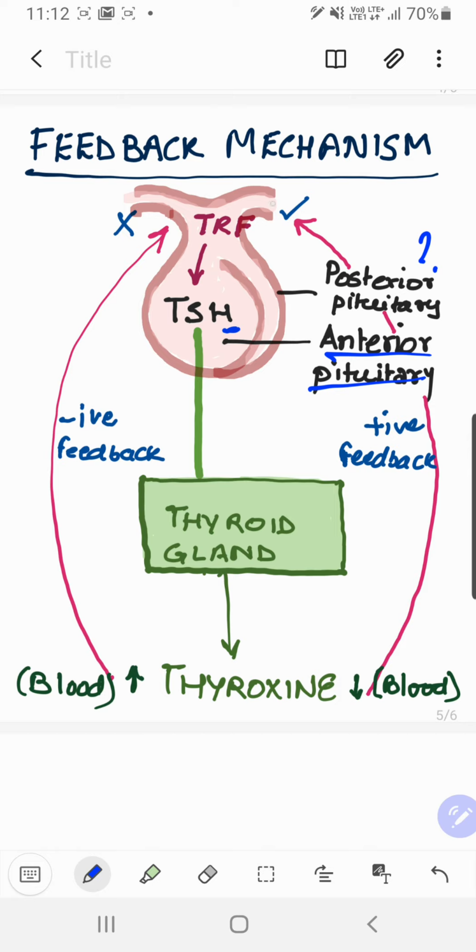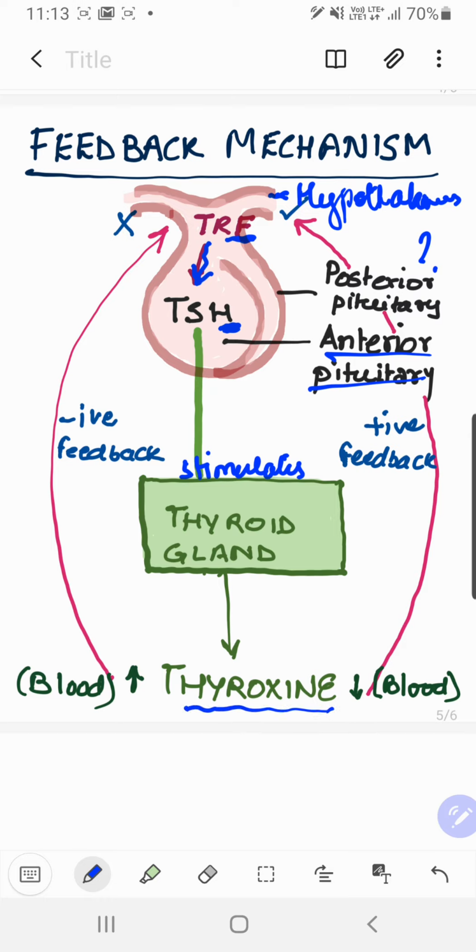And it is released under the impact of hypothalamus, because hypothalamus is the main governing body. It can control pituitary activity. So hypothalamus will release the thyroid stimulating hormone releasing factor, thyroid regulating factor, and this is the license which is given to anterior pituitary so that it can release TSH. Right? This TSH generally goes to thyroid and stimulates thyroid, and ultimately thyroid releases thyroxine hormone.